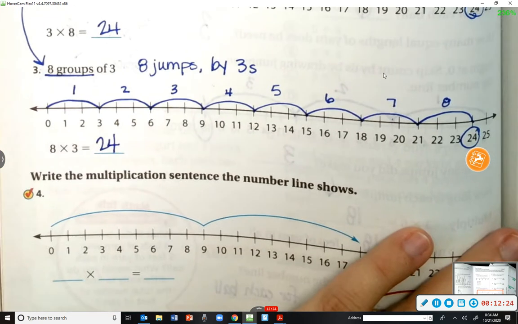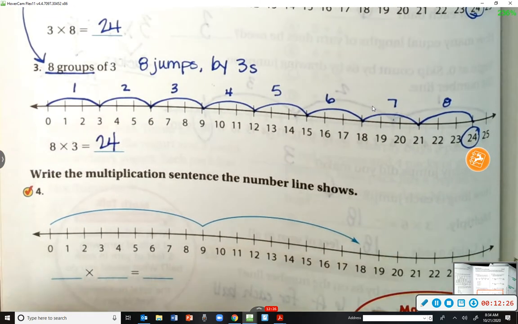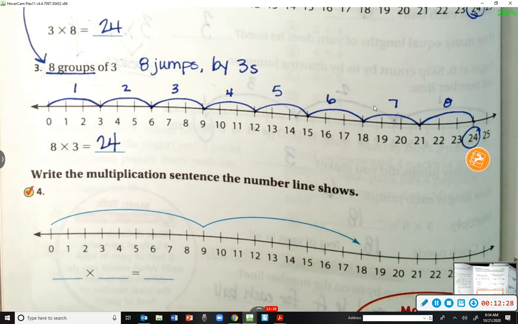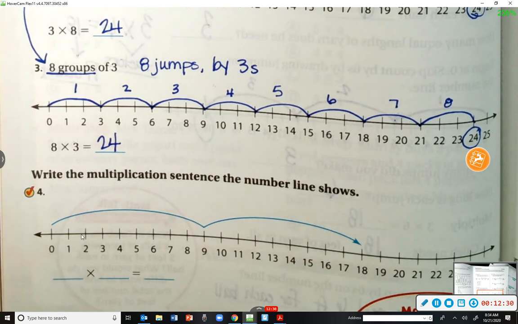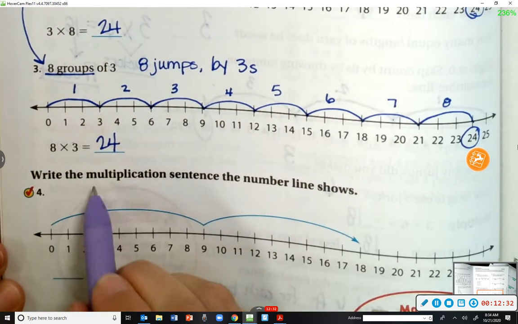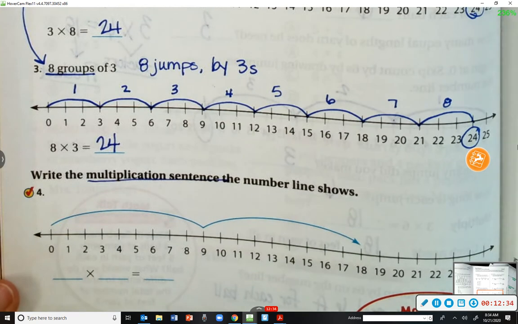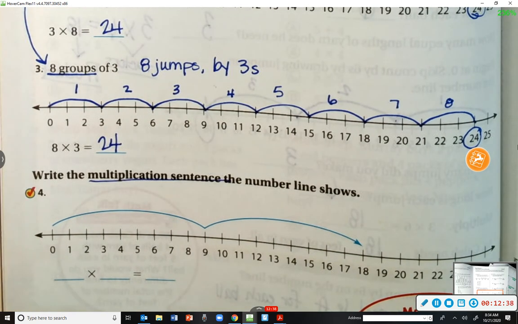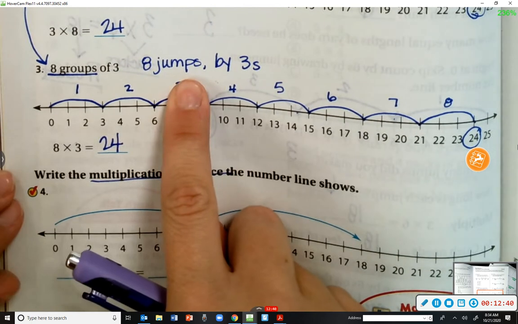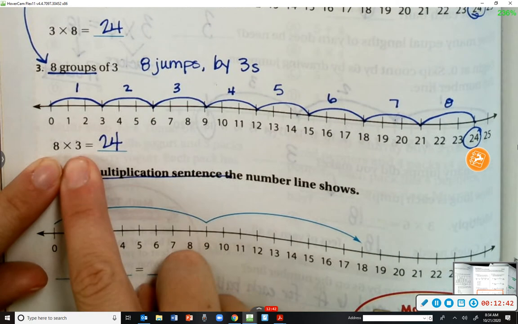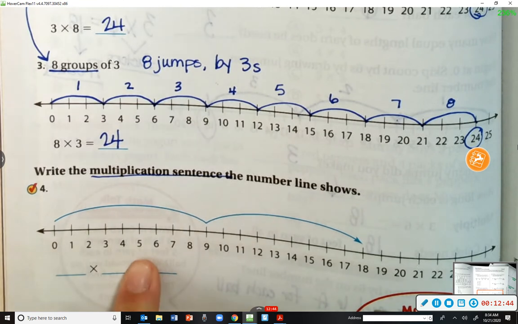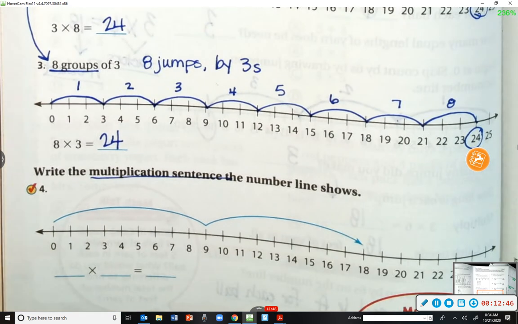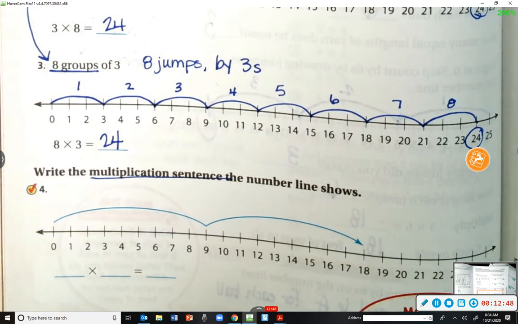Okay, now I want you to try. I want you to try number 4, and you are going to write the multiplication sentence the number line shows. Okay. 8 jumps by 3, and our number sentence was 8 times 3. So think about what the jumps are and what they're jumping by, and come up with your multiplication sentence.